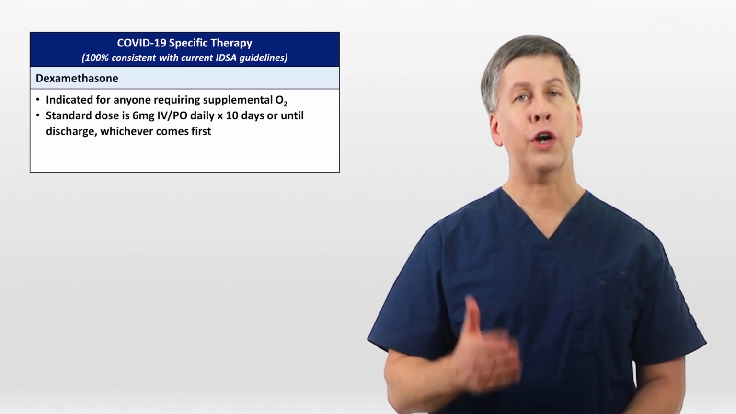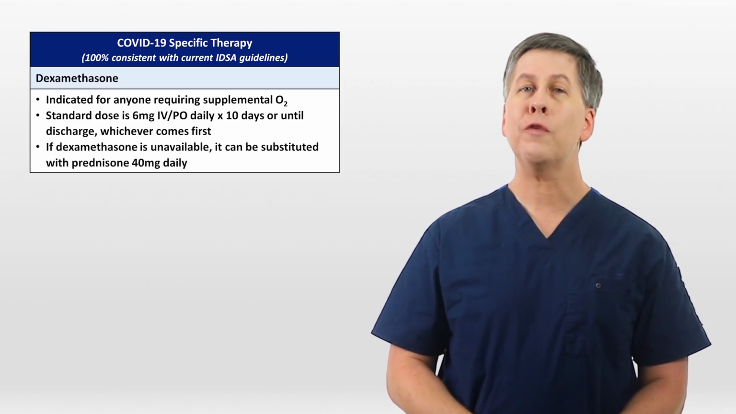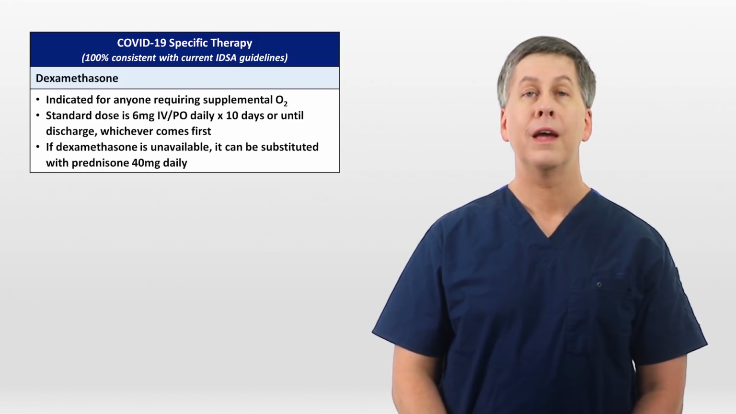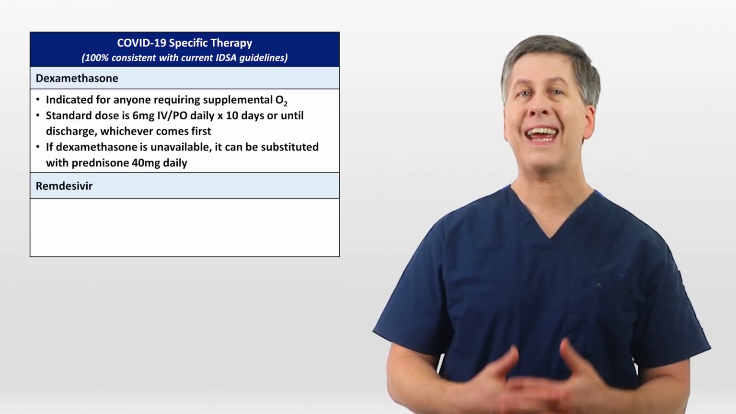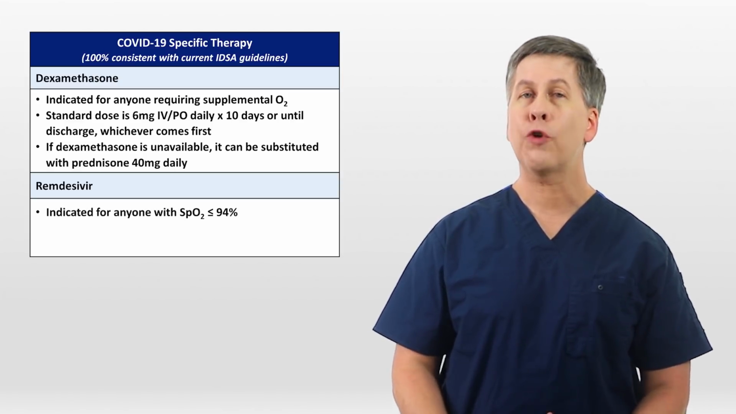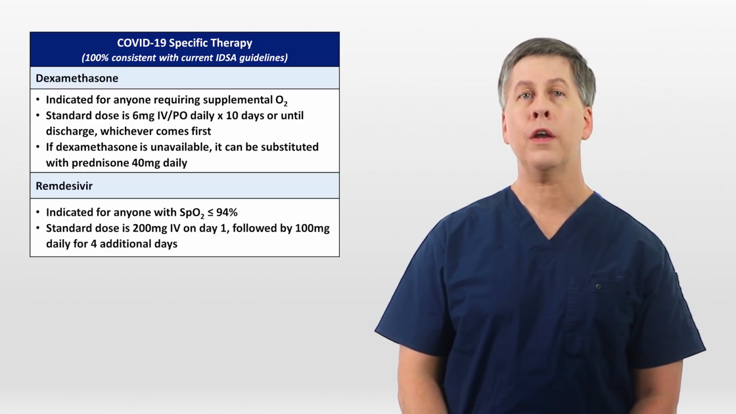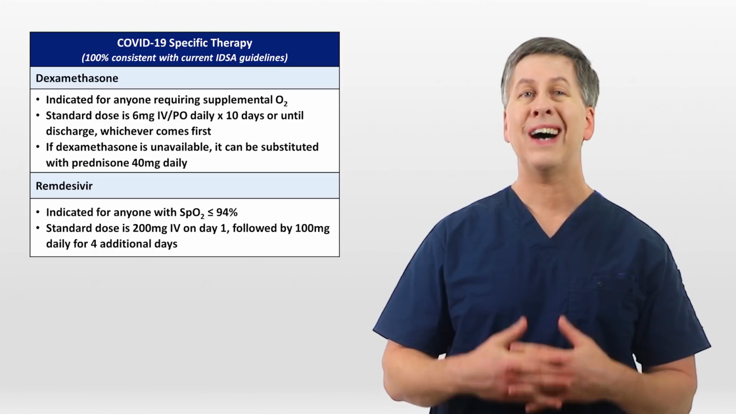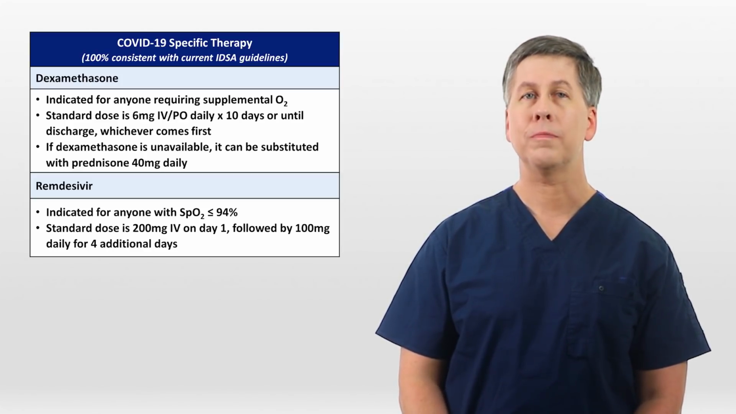Dexamethasone is cheap and very widely available, but if for some reason it isn't available, prednisone 40 milligrams daily can be used as a substitute. Next is remdesivir. Remdesivir is an antiviral indicated for anyone with an O2 sat of 94% or less. The standard dose is 200 milligrams IV on day 1, followed by 100 milligrams daily for 4 additional days. Unlike dexamethasone, remdesivir is very expensive, not widely available, and has no specific substitute.